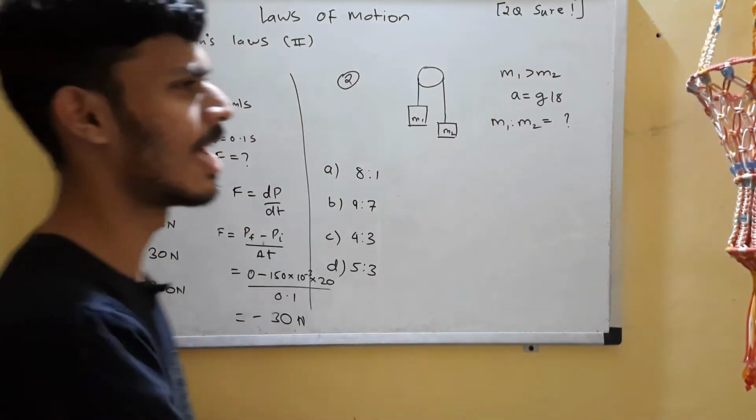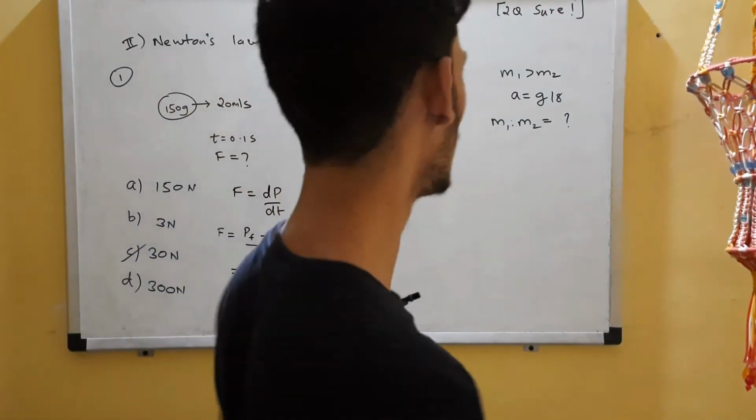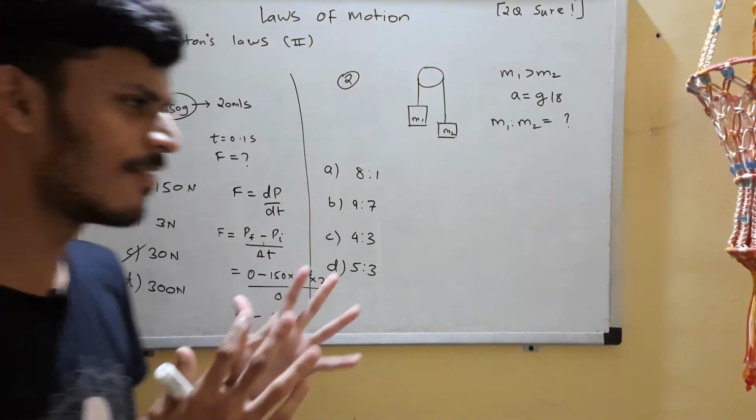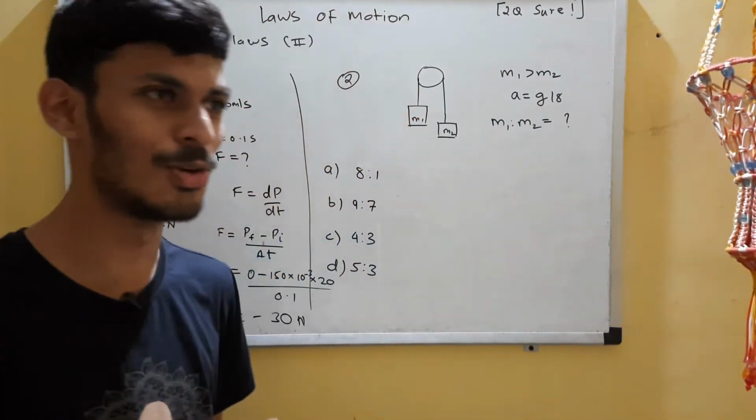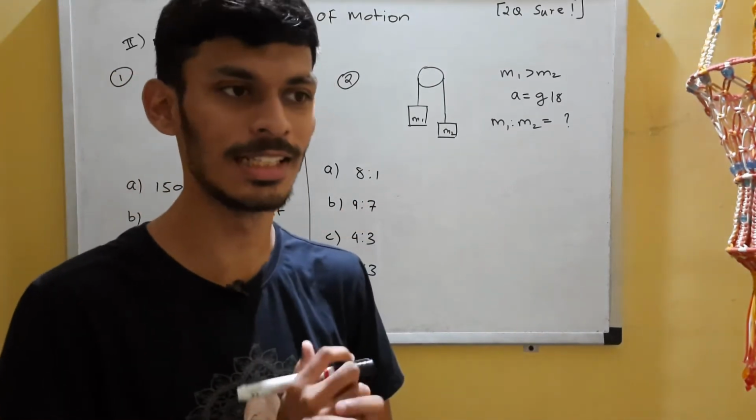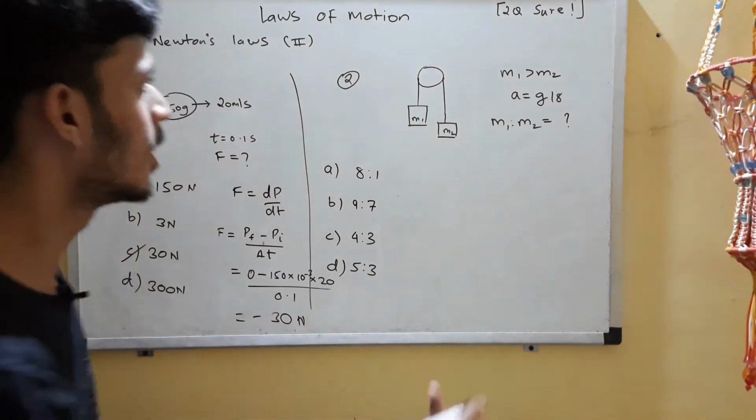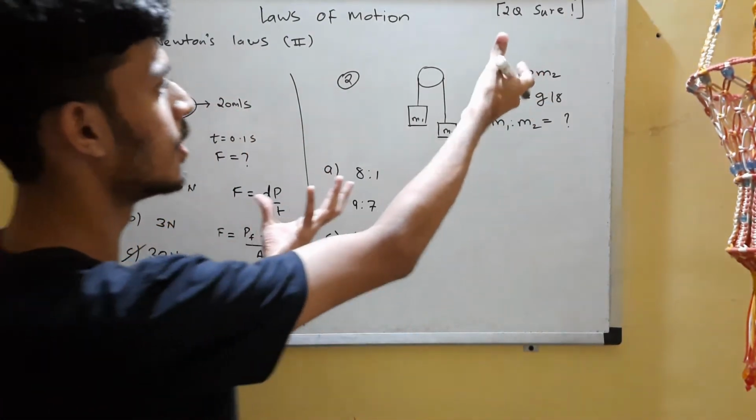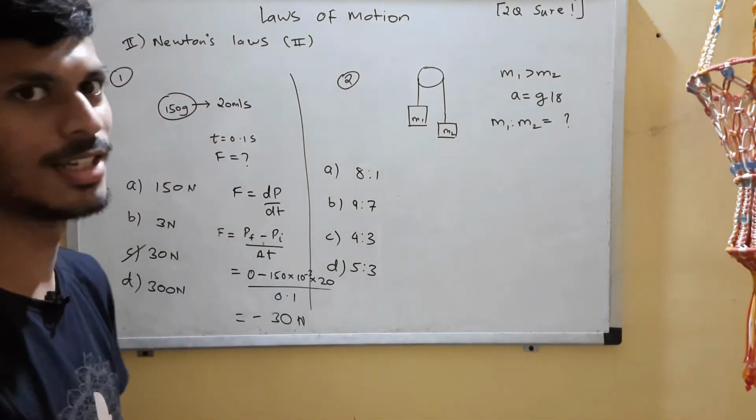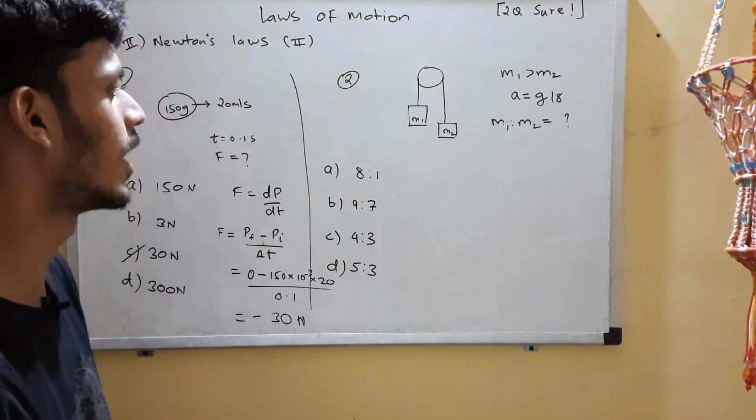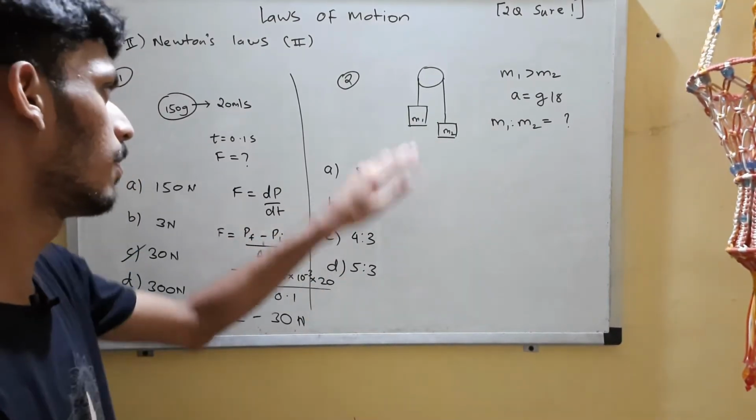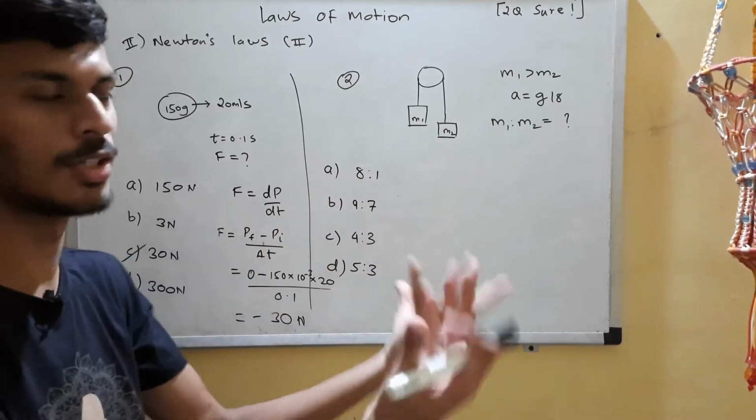Here you might call this a question of constraint motion, because you see pulleys over here, the motion of this is dependent on that. But I will say that this is a question of Newton's second law. Now I will give you a short trick for pulley systems over here. So we'll come to the trick. Here you are given a pulley system, the mass m1 is greater than m2, acceleration of this system is g by 8. Okay, fine. So you are supposed to tell the ratio of m1 is to m2. That ratio you are supposed to compute.